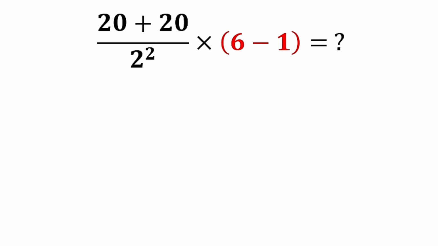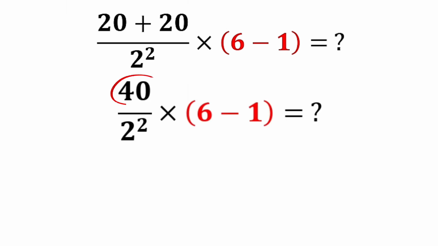Now let's solve another math question together. What is the value of the expression 20 plus 20 divided by 2 squared times, open parenthesis, 6 minus 1, close parenthesis? Many people, when solving this question, first go for the addition between 20 and 20. And instead of this expression, they write 40 divided by 2 squared times, open parenthesis, 6 minus 1, close parenthesis. In the next step, they go for the exponent.